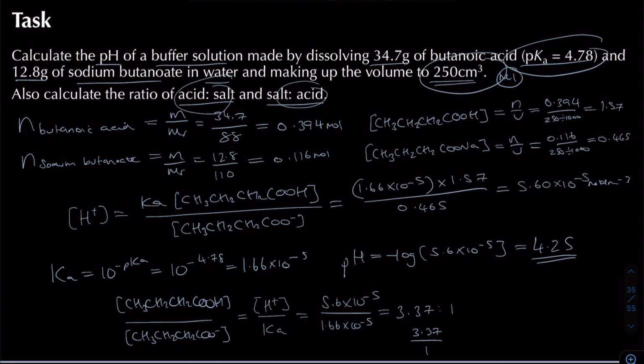And so I can express that as a fraction as well, where I can have 3.37 over 1 itself. So if I were to do the opposite and find the ratio of salt to acid, I would do the inverse of everything that I've done over here. And so I would have Ka at the top, which is going to be 1.66 times 10 to the power of minus 5. And I'll divide by 5.6 times 10 to the power of minus 5. And I end up with the following answer, which is going to be 0.296 to 1. And so if I were to put that as a fraction, what I'd end up with is 0.296 over 1 itself. So yeah, that's how we can work that one out.